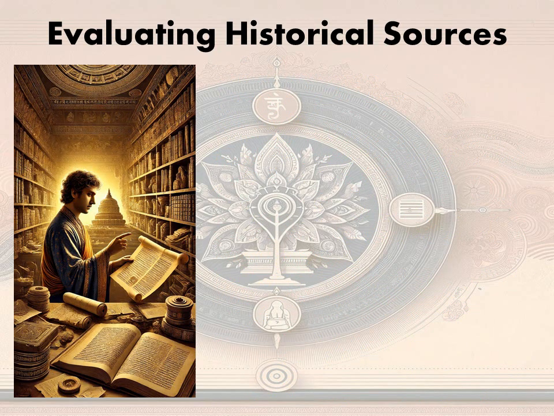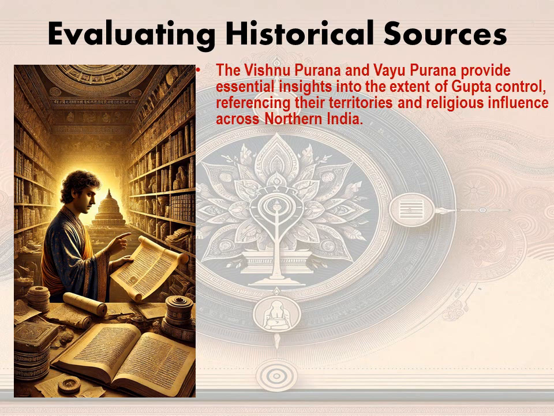Now, evaluating historical sources. How are these historical sources important? The Vishnu Puran and Vayu Puran provide essential insights into the extent of Gupta control, referencing their territories and religious influence across northern India. So, from the Vishnu Puran and Vayu Puran, we get to understand how the Guptas influenced the religious culture across northern India, and how they got control over strategic territories.